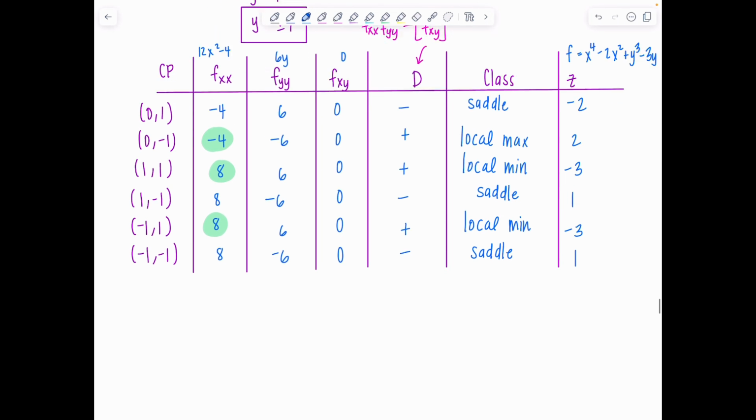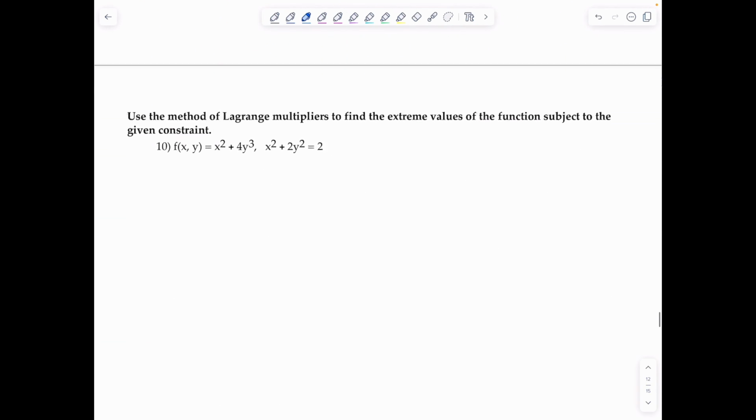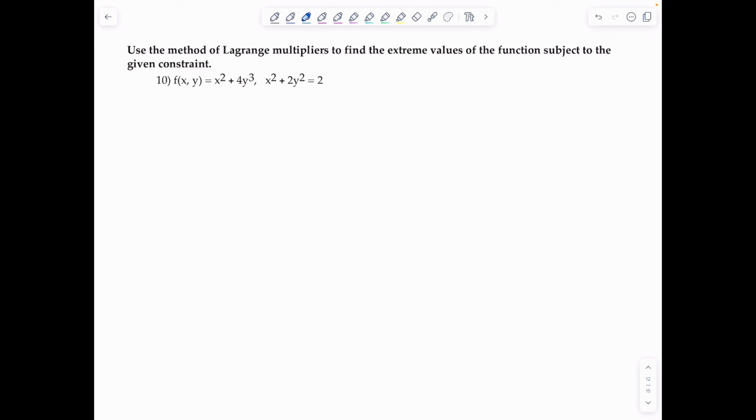Okay, last question. Use the method of Lagrange multipliers to find the extreme values of the function subject to the given constraint. So we want all extreme values, absolute mins, and absolute maxes. Okay, so here's my function. This is the constraint equation. So g of xy is x squared plus 2y squared minus 2. I mean, the 2 is irrelevant.